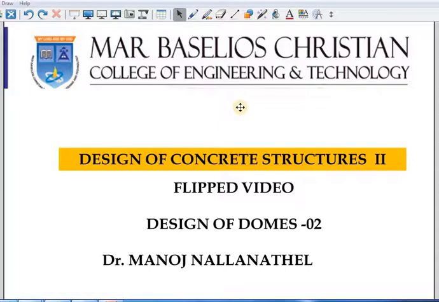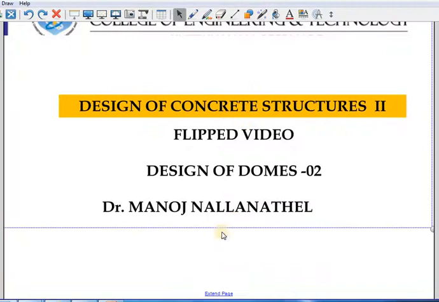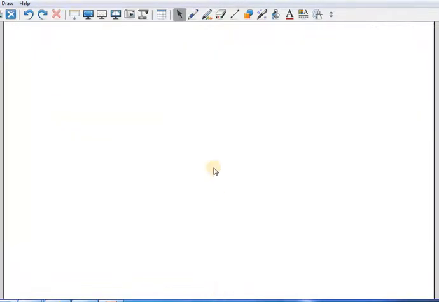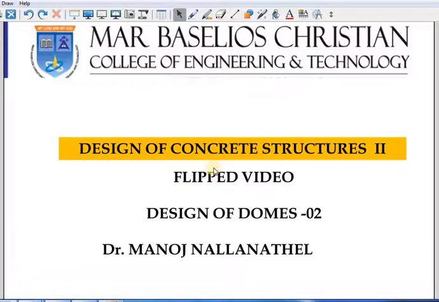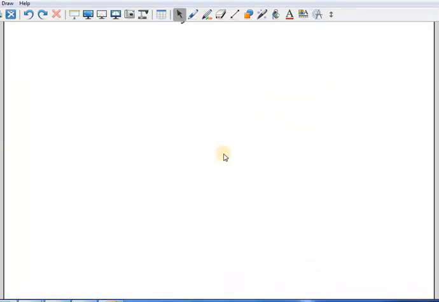Yeah, welcome back again. Today we will discuss the design part of the DOME. Last class we saw the basic idea of the different types of DOMEs, how DOMEs are classified, and how we find the forces coming in the DOMEs.